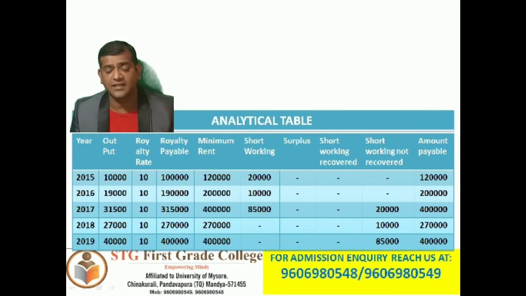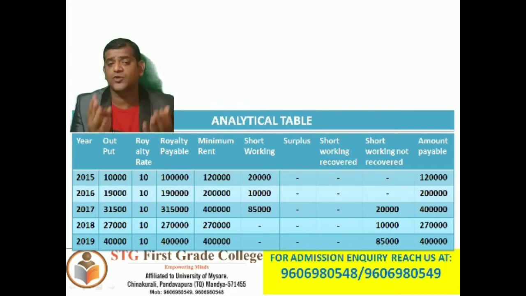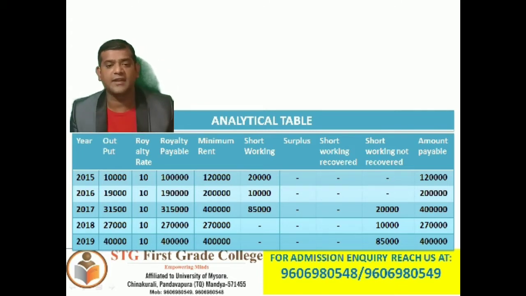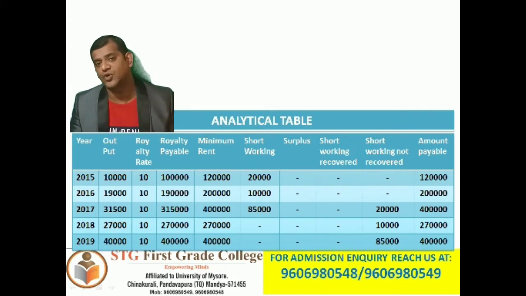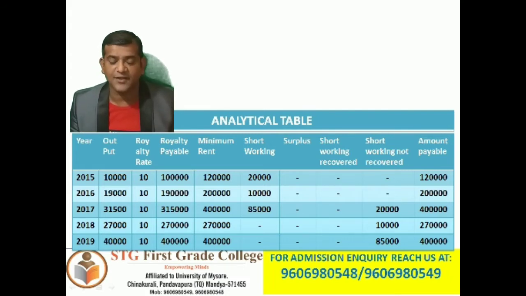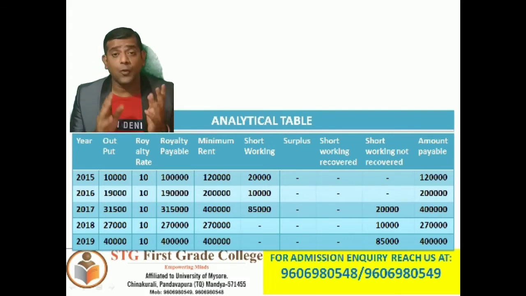10,000 units, 10,000 tons of production had happened. So at the royalty rate, how much? 10 rupees. So now put those in place: in the output column 10,000, and royalty rate 10 rupees. So 10,000 into 10, royalty payable comes to 1 lakh rupees.